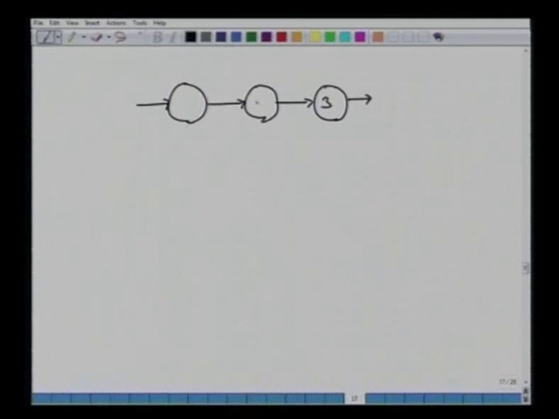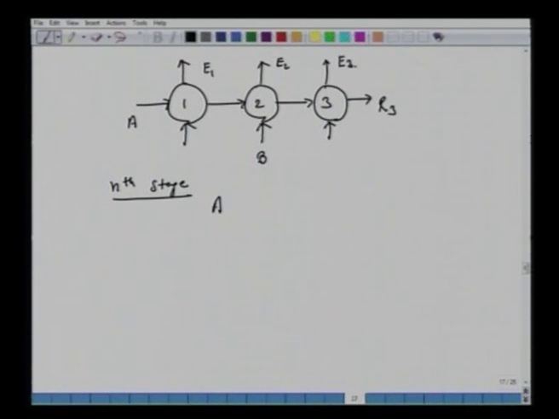So 3, 2, 1, A gets in here, and we have R3, and we have this solvent getting in, and we have extract E1, E2, E3. So if we make a balance on, say, the nth stage, we can write A x prime. So now we are working on solute-free basis, because we realize that A does not get transferred into this extract phase. So it's better to work on x dash.